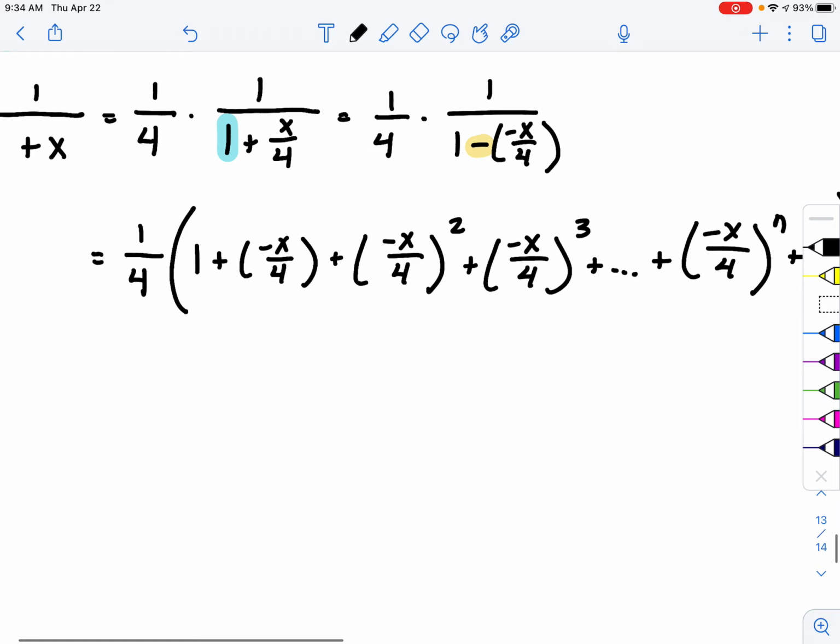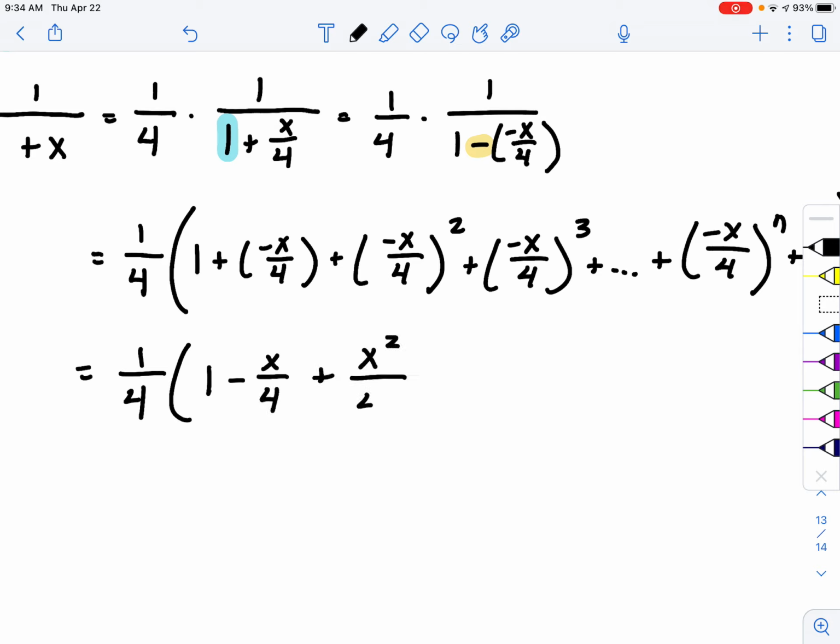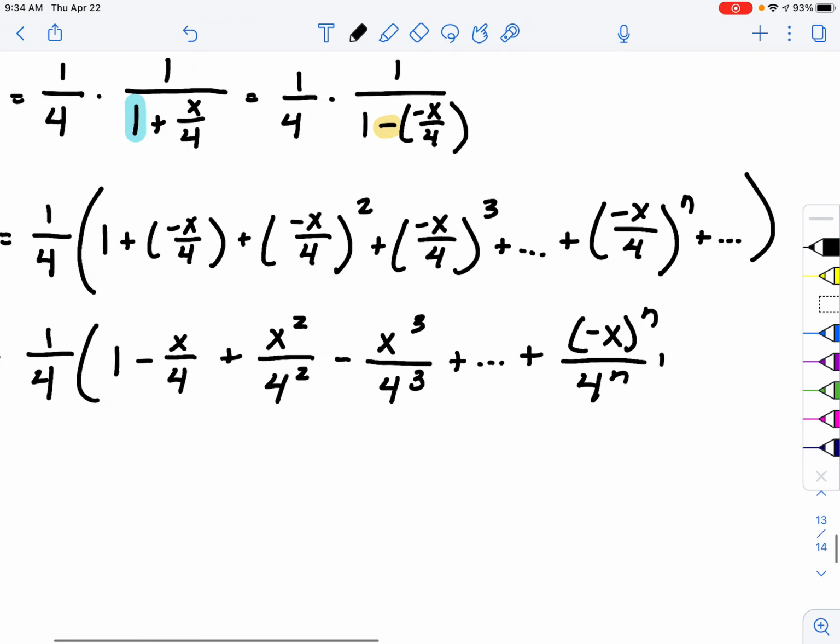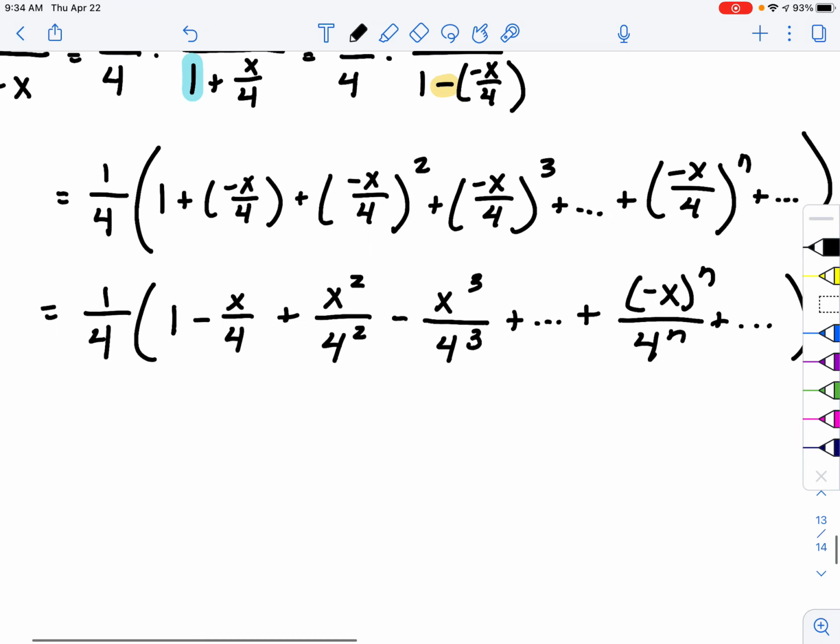Okay, so if we simplify a little bit, let's see what happens. We still have that 1/4 on the outside, and we get 1 minus x over 4 plus x squared over 4 squared, minus x cubed over 4 cubed plus, and we got negative x to the n over 4 to the n. And you're going to see why I'm writing it like that in a second.